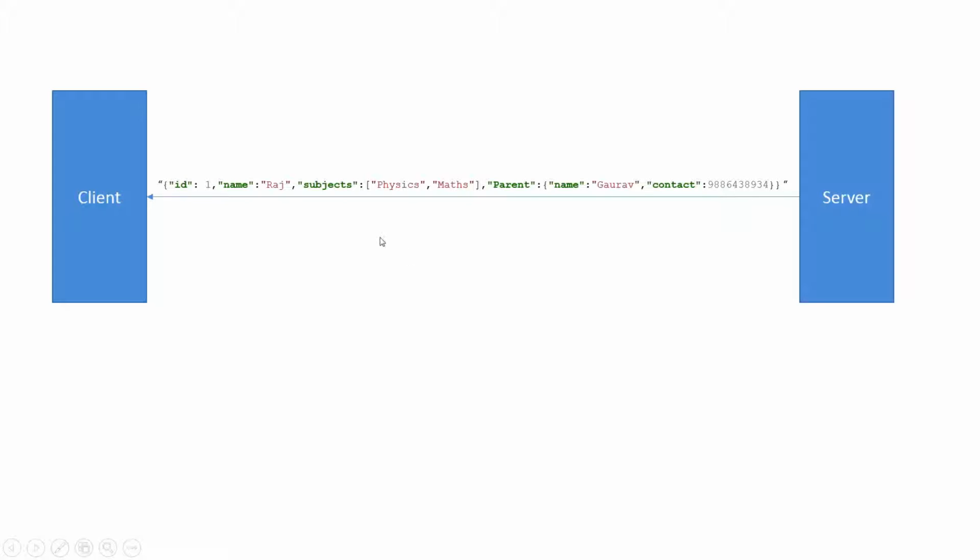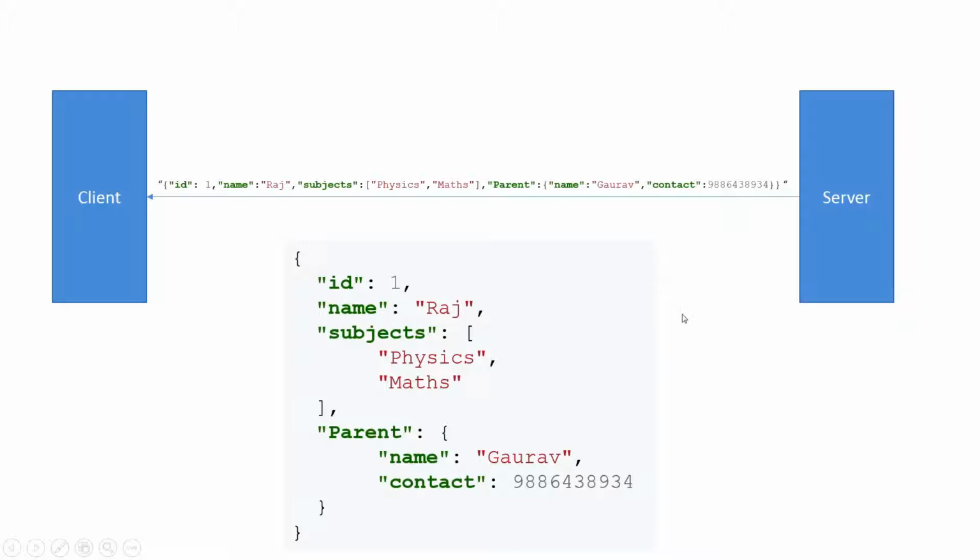Let's say the server responds in JSON format. This is the JSON format. Let me expand this. Now the client can easily make out each item in this response. 1 is the ID, Raj is the name, physics and maths are the subjects, Gaurav is Raj's parent, and this is his contact number.